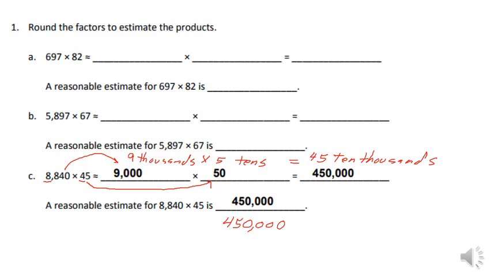450,000. Now, the way you would normally see that would be 8,840 times 45 would be approximately, and that's what that squiggly equal sign means, 450,000. Now, the biggest mistake most students make here is they will multiply the two out, and I'm going to do this. This is what you're not to do. This is a not to do.